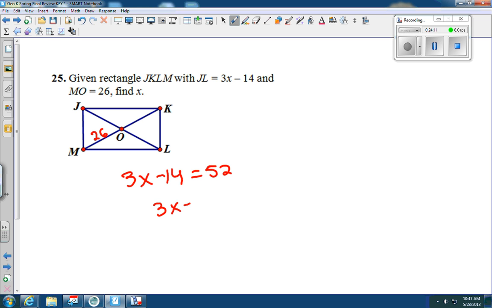So I can solve that by adding 14 to both sides and then dividing by 3, and that gives me that x is 22. And that's what they wanted, so x is 22.